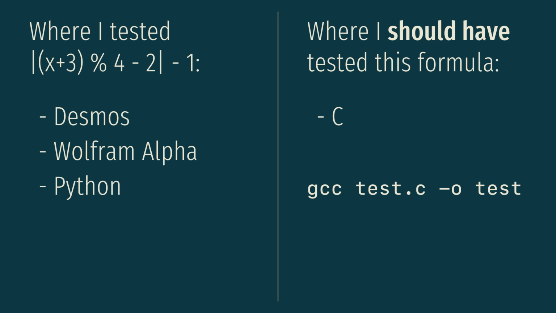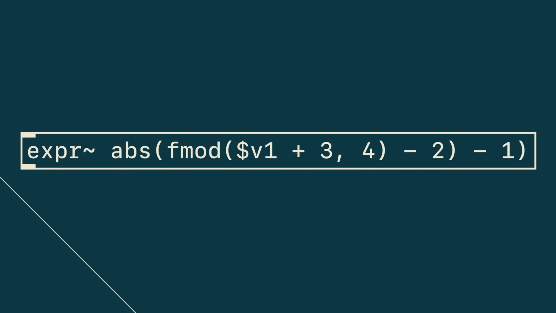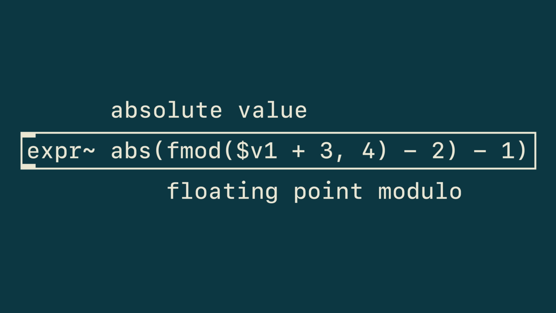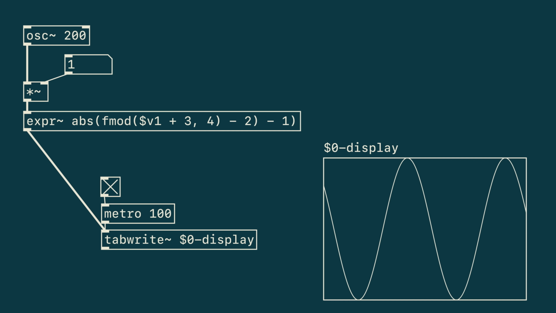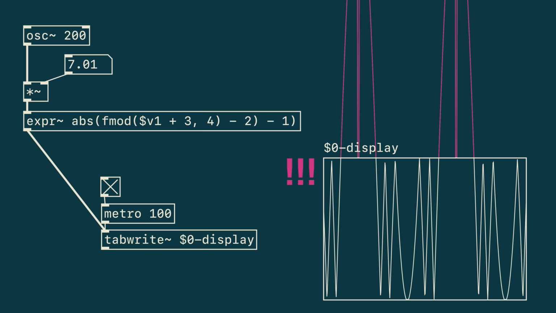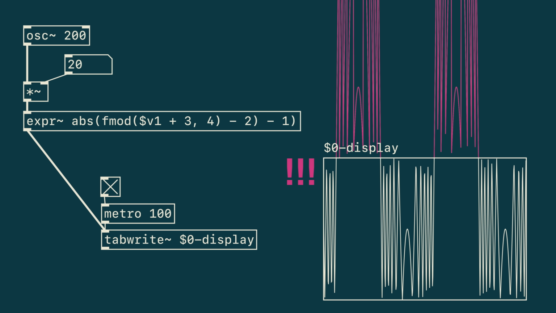Boring. All 3 tests looked fine, so I wrote this expression. Abs is short for absolute value. C has a percent sign modulo, but it only works on integers, so I had to use fmod instead. I fed the wave through this expression and, what? Troubleshooting this was a mess.